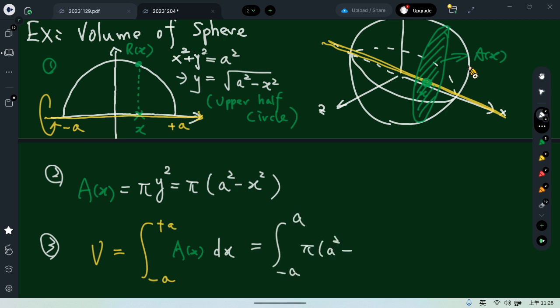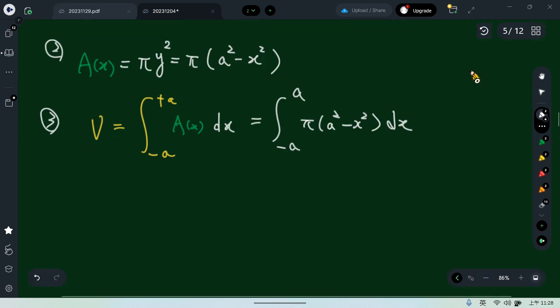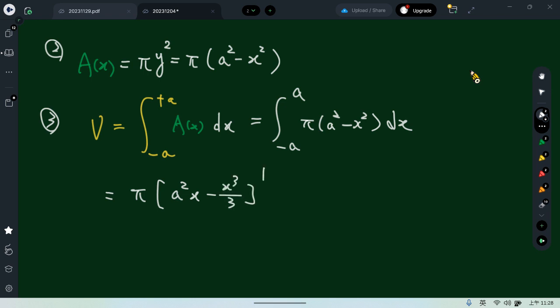It will be this one. So that will be pi times a squared x minus, so finally we can get this one. For the calculation part, I think it's easy for you, but the most important part is this one. You can take a look at its shape.